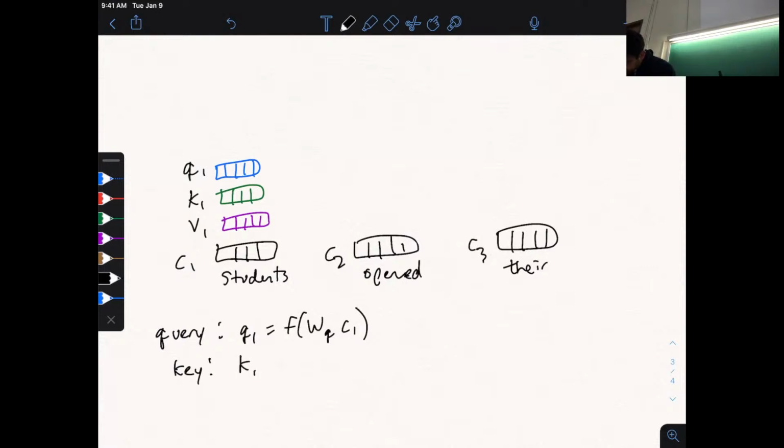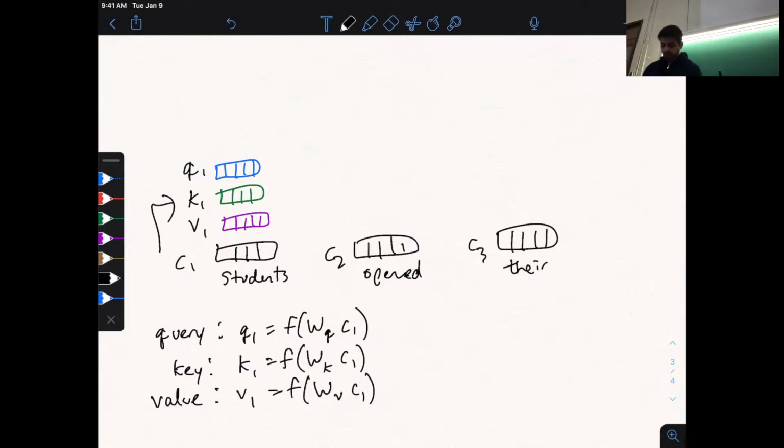So here K sub 1 equals F of W sub K C1. So it takes the same word embedding as input, but applies a different projection matrix to get the resulting vector. And finally, we have the value, which is, I'm sure you can all predict, W sub V C1. So I can compute all of these using 3 different linear layers to get these 3 projections.